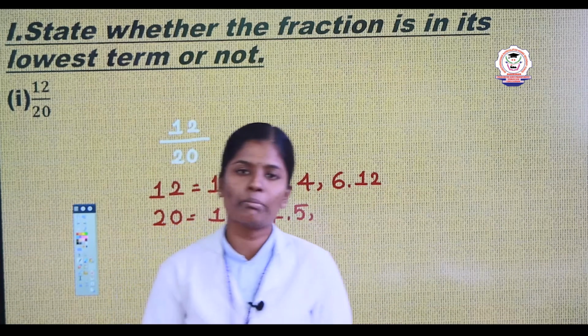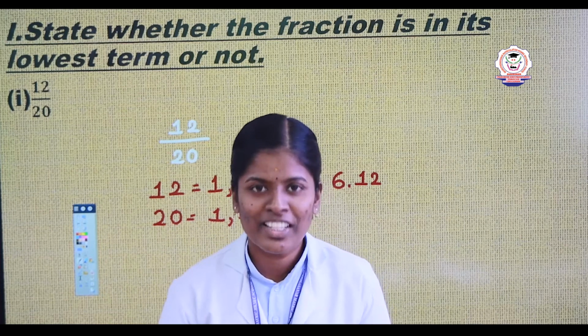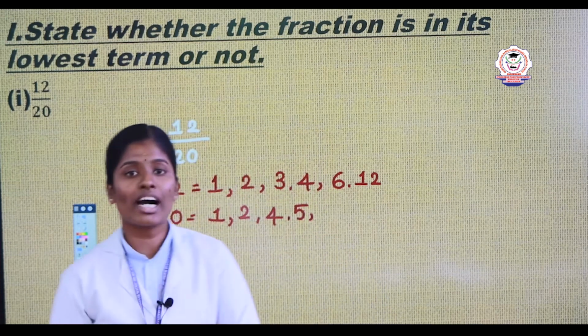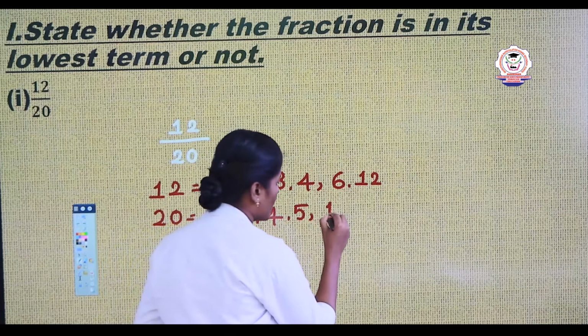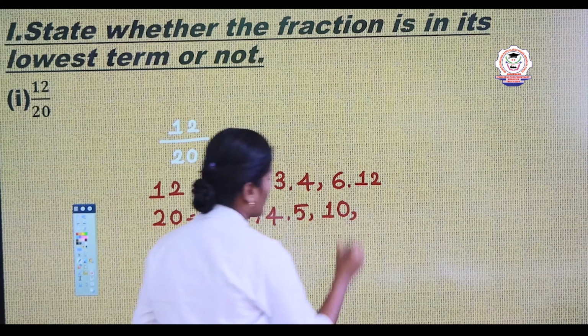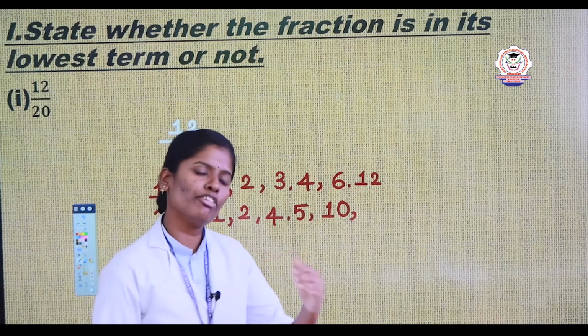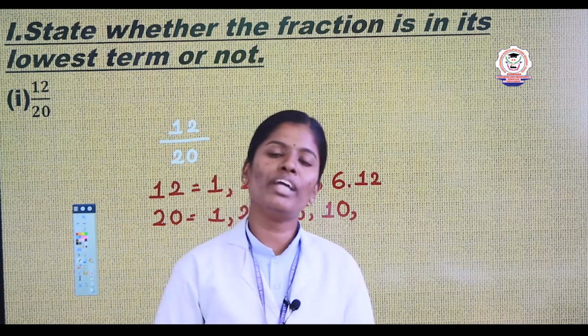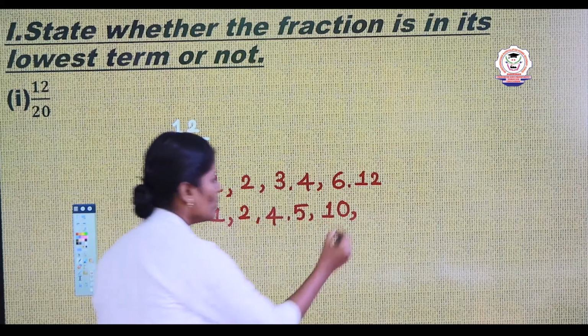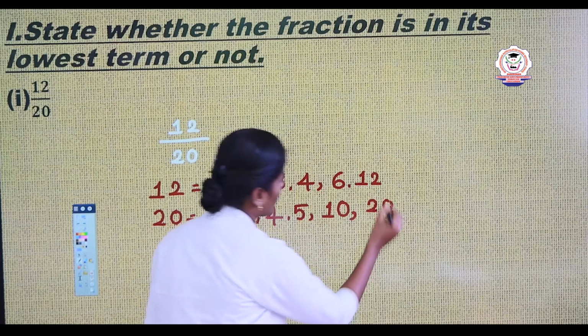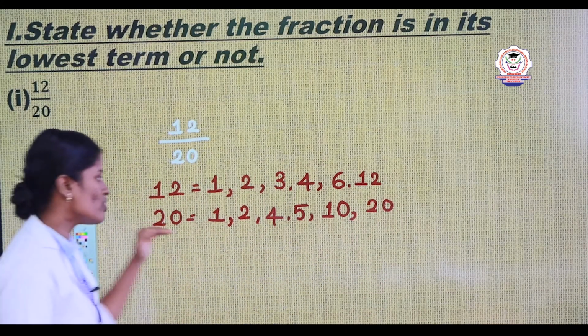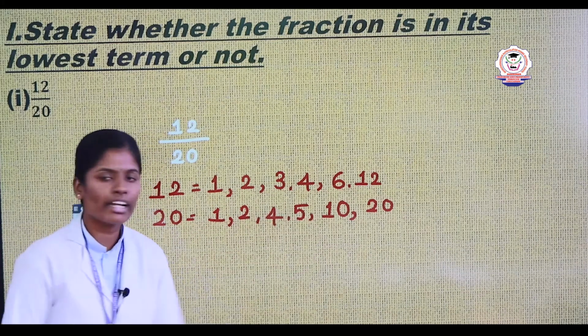Next we will take 10 table. Does 10 table have 20? Yes, 10 2s are 20. So write here 10. Next we will take 11, 12, 13, 14, 15. Finally we have 20 table only. You will write here 20. So listen, my children, the factors of 20 are 1, 2, 4, 5, 10 and 20.